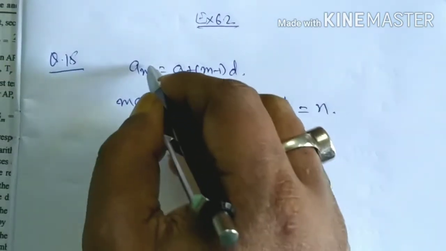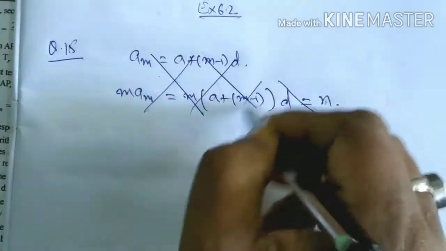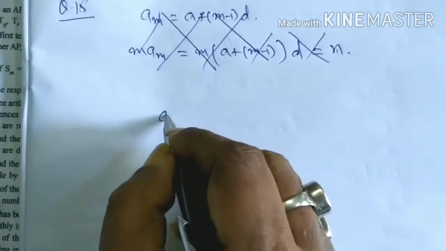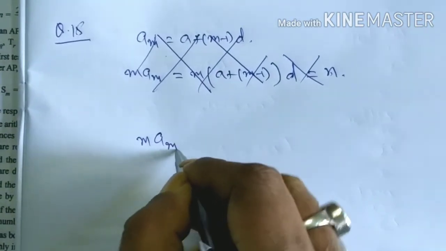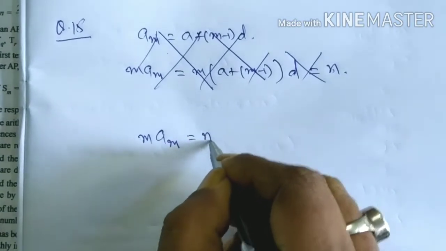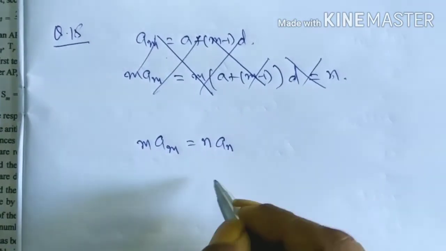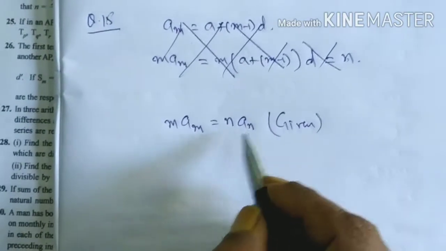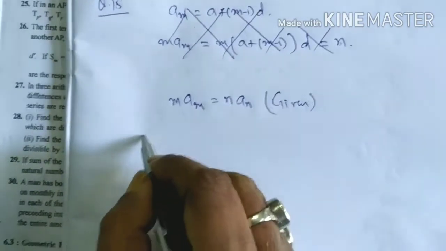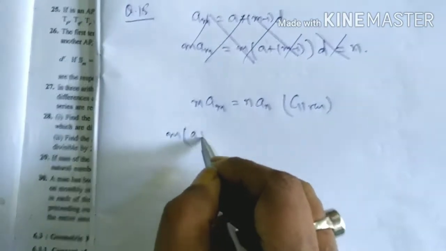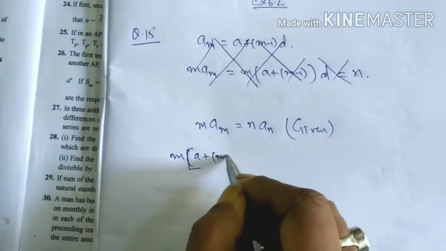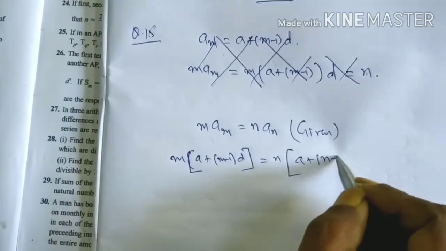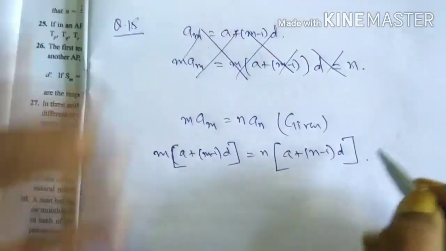One thing I'm going to do: let me start it again, as this will be a little bit clumsy for you. If m times the mth term, am, is equal to n times the nth term, an. This is given to you, so now it will be easy. m times the mth term is equal to n times the nth term: m bracket a plus m minus 1 into d is equal to n bracket a plus n minus 1 into d.